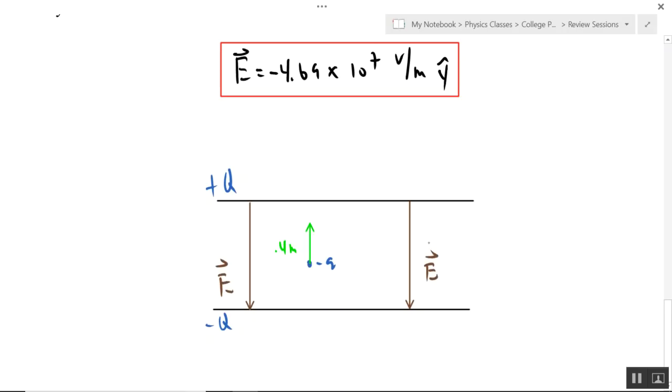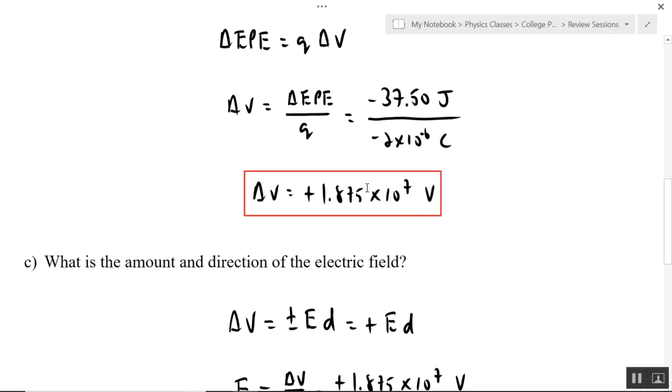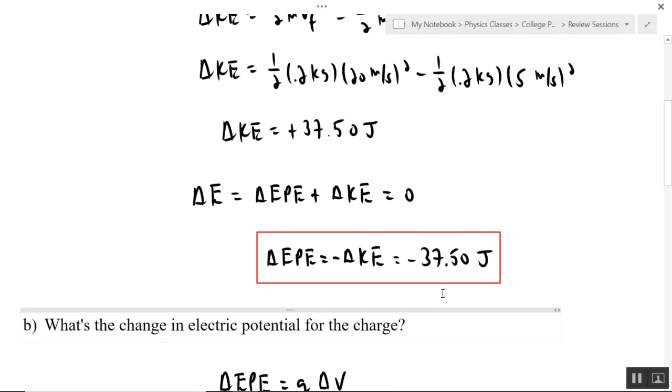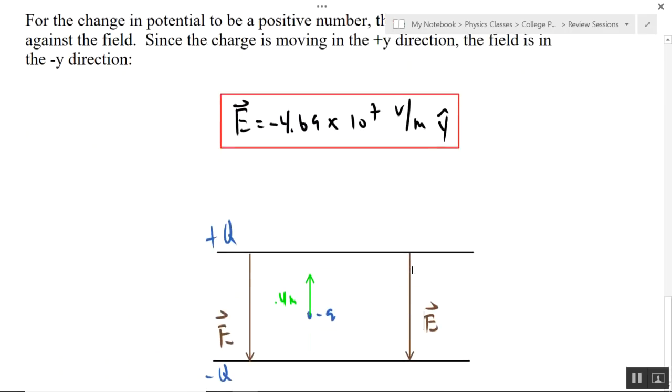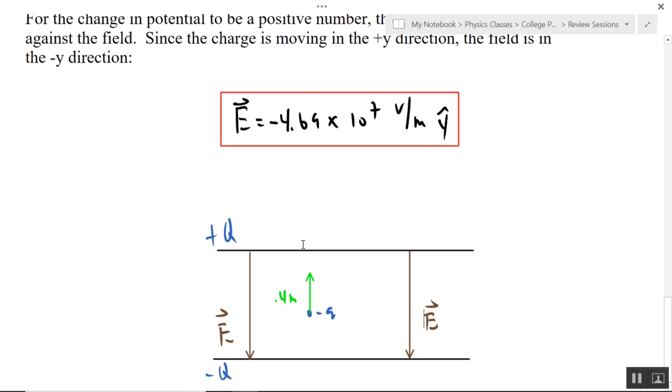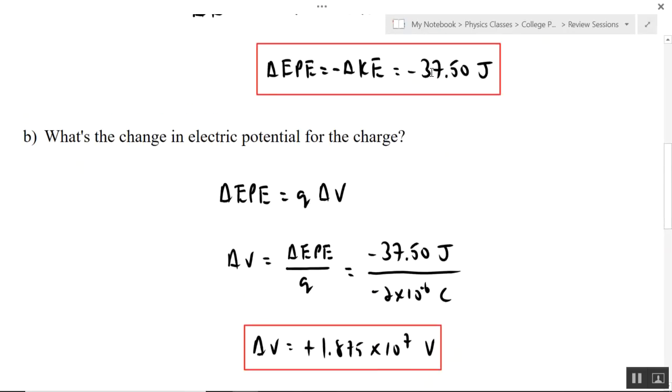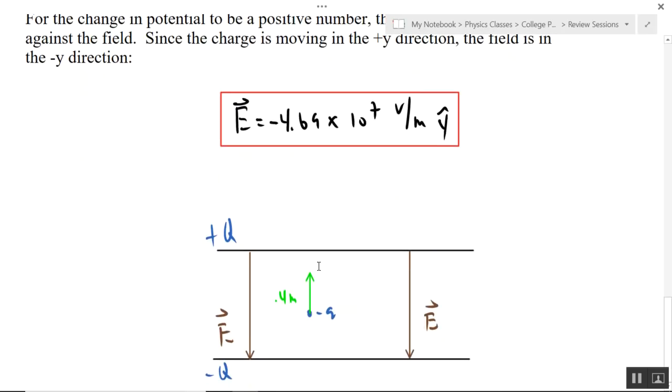And this is why the delta EP was negative. Why is it negative? It's because the charge is going in the direction that it wants to go, towards the positive charge, so delta EP is negative. Why is the delta V positive? Because you're going closer to a positive charge, you're going against the field. So it all makes sense when you sketch it out.